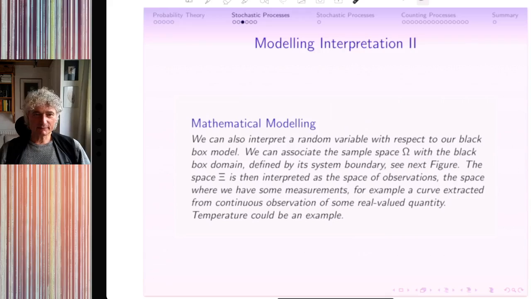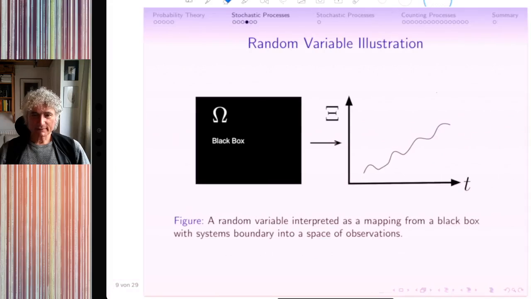Yeah, so let's make this connection between the sample space omega and the space Xi a little bit more profound. And for this we will go back to our black box model we have discussed in lecture 1. So if you don't remember, you can go back to the slides in lecture 1. Let's look at an illustration of that.